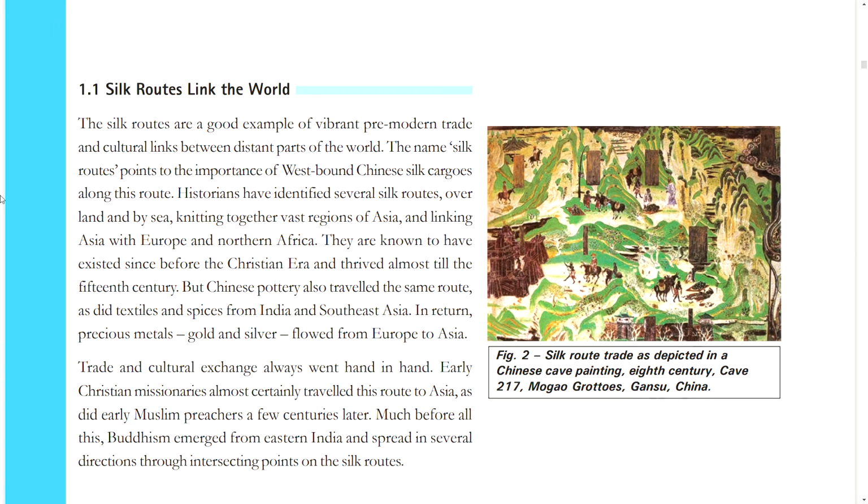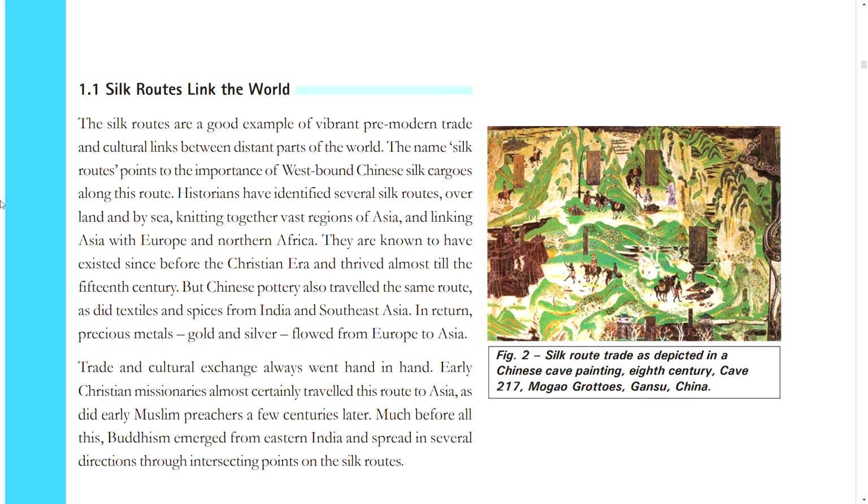Silk routes link the world. Figure: Silk Route trade as depicted in a Chinese cave painting, 8th century, cave 217, Mogao Grottoes, Gansu, China. The Silk Routes are a good example of vibrant pre-modern trade and cultural links between distant parts of the world. The name Silk Routes points to the importance of westbound Chinese silk cargoes along this route.